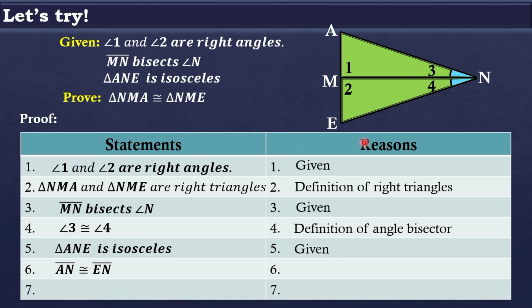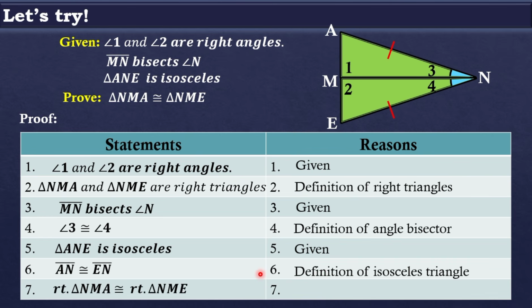And then, we have segment AN is congruent to segment EN. Why? Kasi nga po, based dito sa previous statement mo that triangle ANE is isosceles. Pag sinabi kasi nating isosceles, two sides of a triangle are equal. So, ibig sabihin, segment AN is congruent to segment EN. So, this is by definition of isosceles triangle.